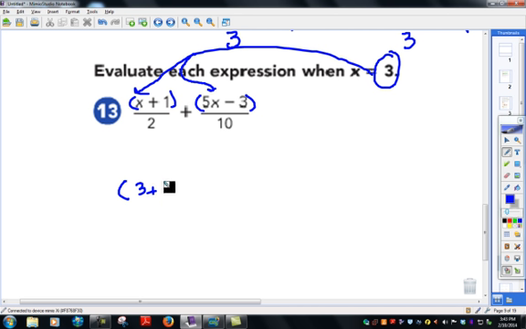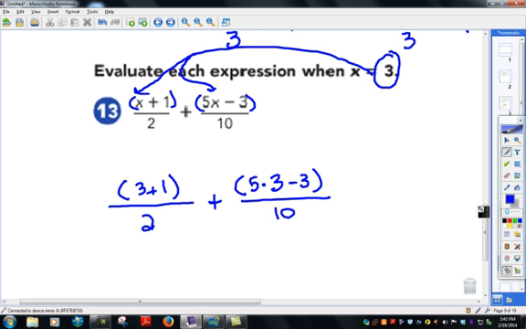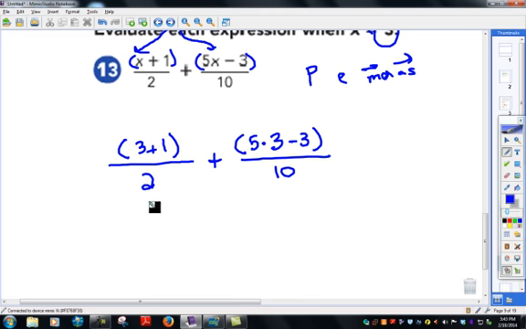So here we go. Keep my parentheses. 3 plus 1 over top of 2. That's not that difficult. I just took 3 and plugged it in for x. Plus, let's keep it in parentheses, 5 times 3 minus 3, all of that divided by 10. So when you're following PEMDAS, you've got to take care of those parentheses first. That's first and foremost. This one's easy because you just do 3 plus 1. That's 4. That's going to equal 4 over 2, 4 divided by 2. Plus.